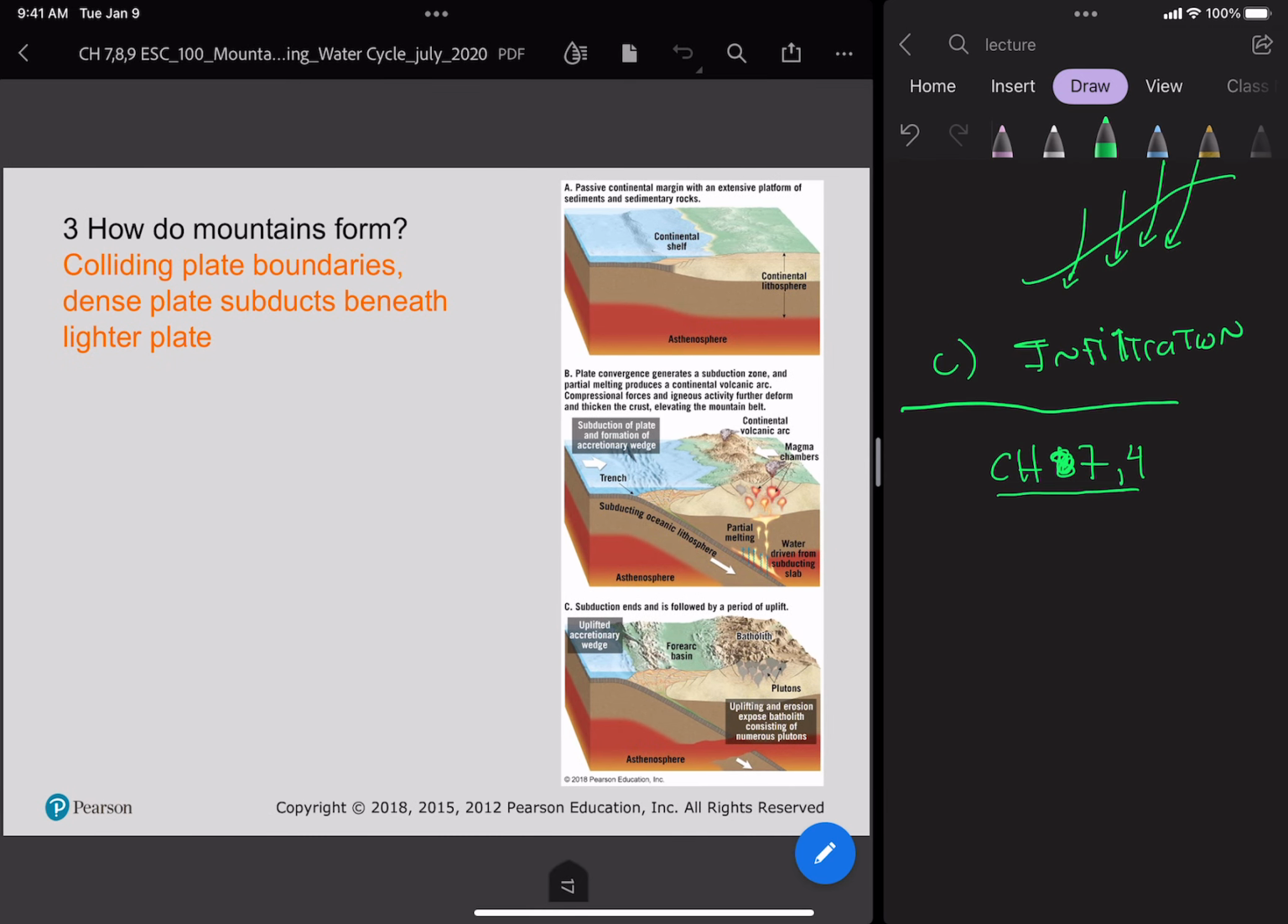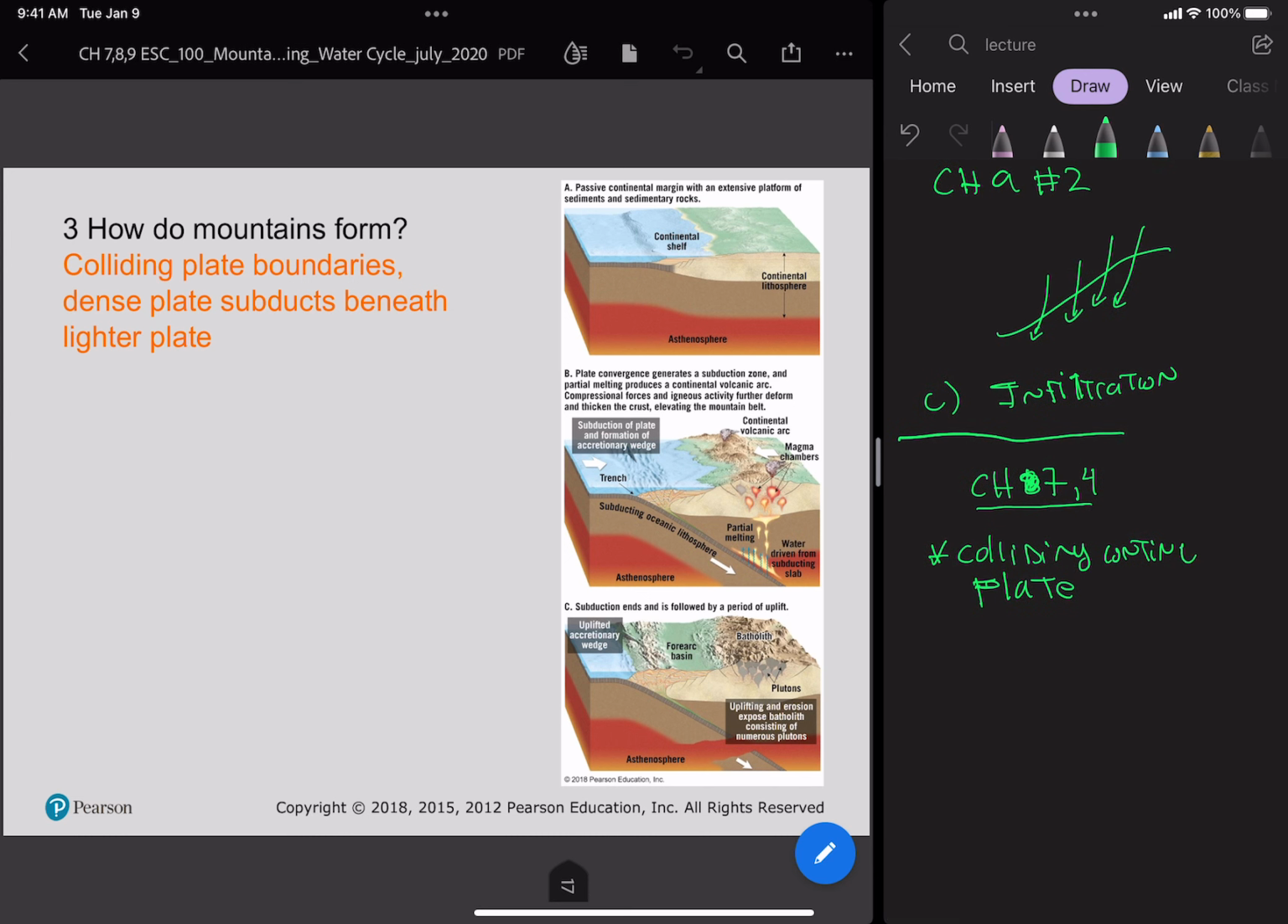They form where you have colliding plates. Colliding continental plates.